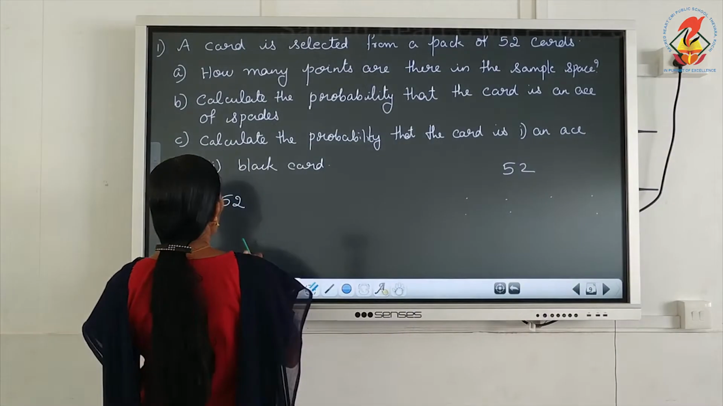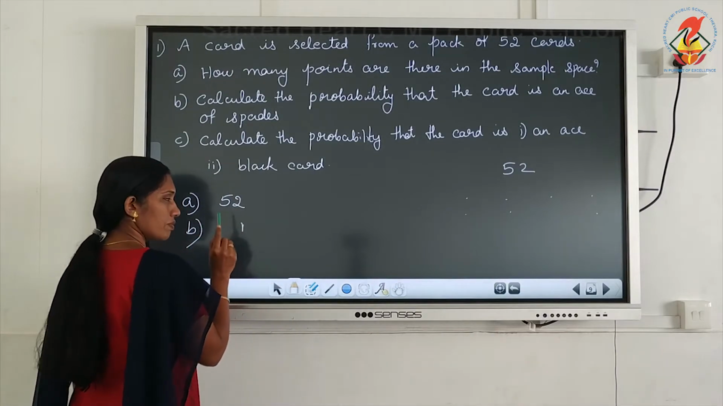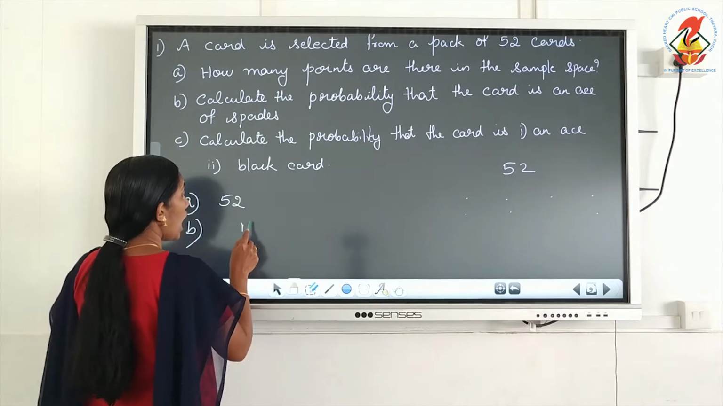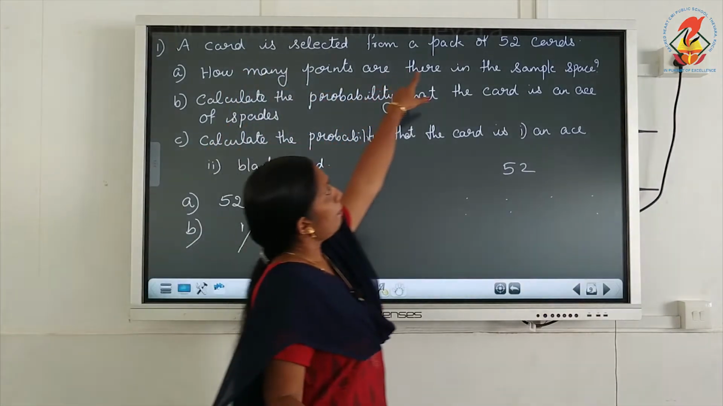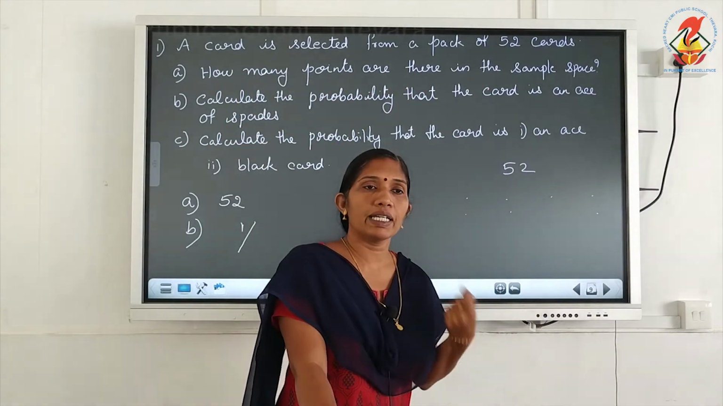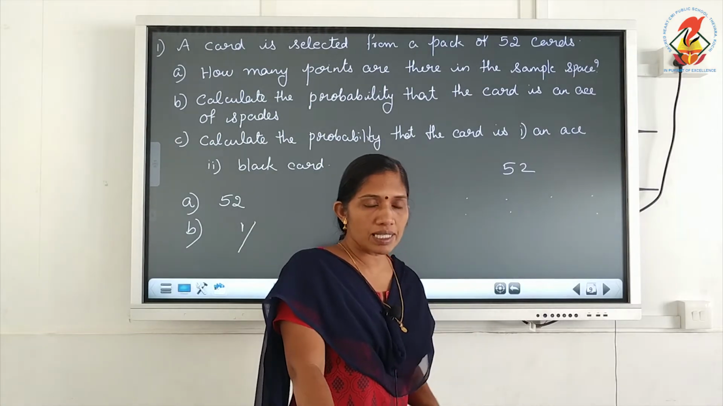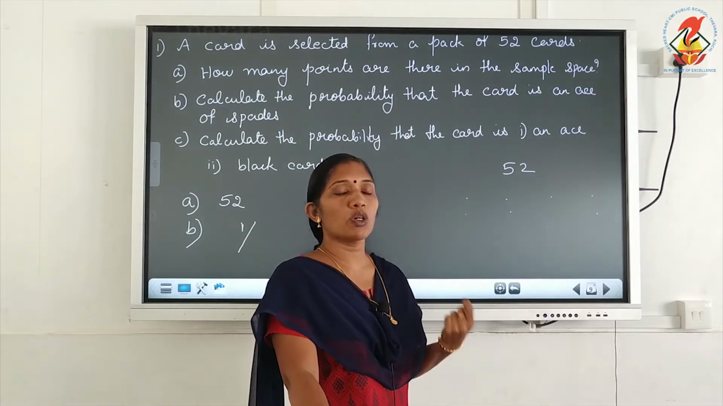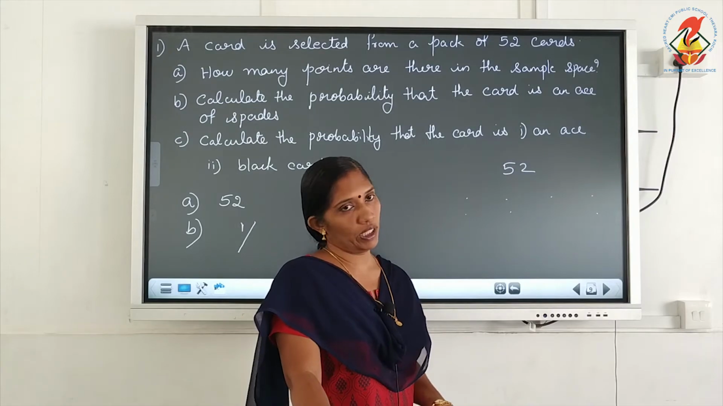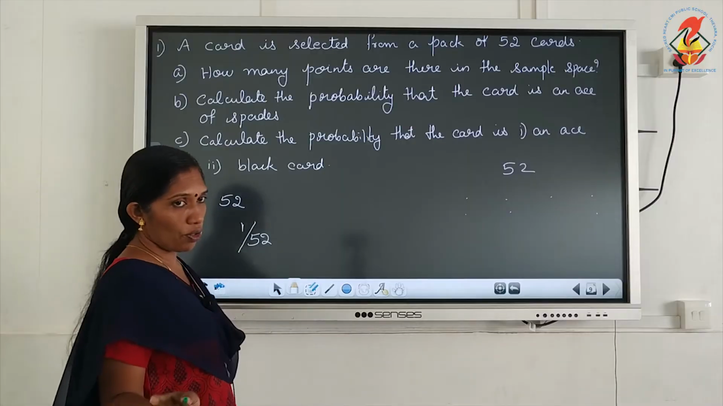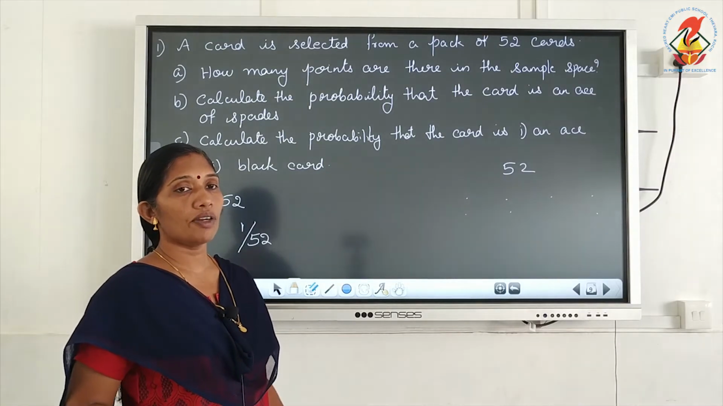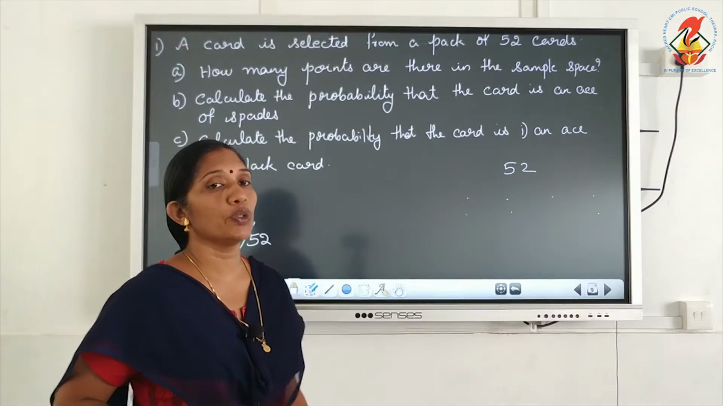So the required probability is, favorable outcome is 1 out of what? From the pack of 52 cards we are taking the card, so total outcomes or sample points equal 52. So you have to write 1 out of 52. Don't write 1 out of 13, that is wrong. We are taking the card from the pack of 52 cards.